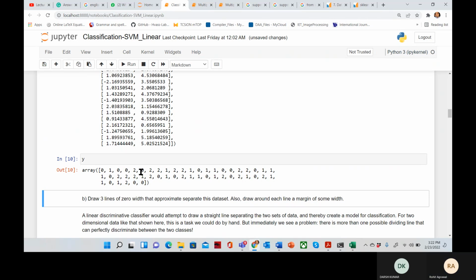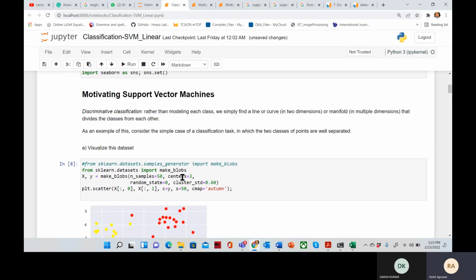Yes or no? Yes, sir. So these are just the classes. There are 3 classes. First class is having all the 0, second means 1, and third means 2. Okay. So these are just the classes here. It will return x values and y values.